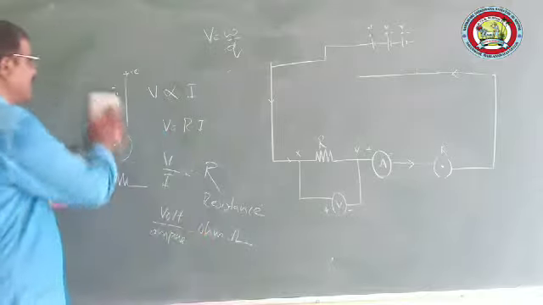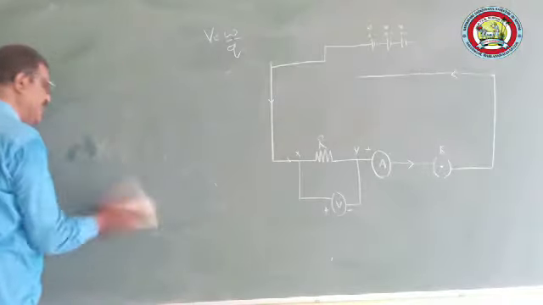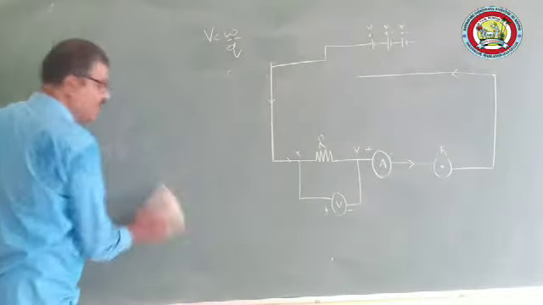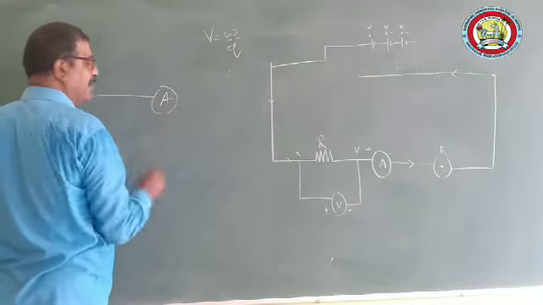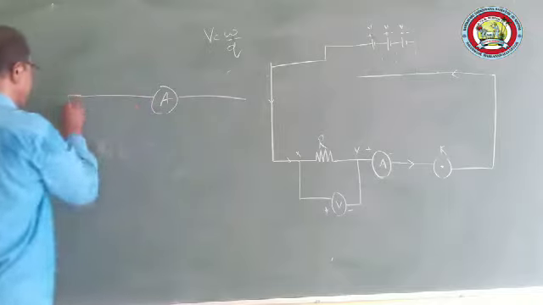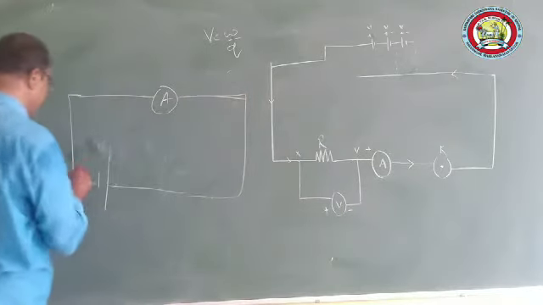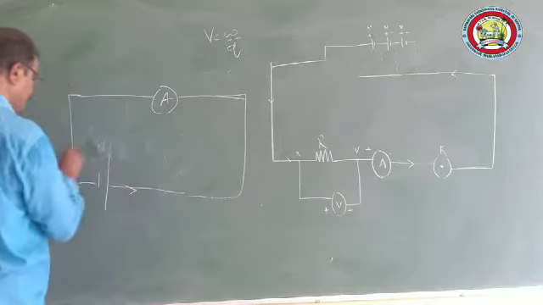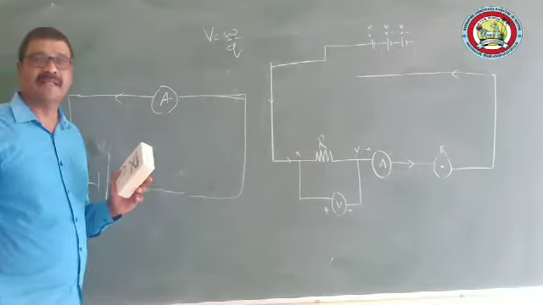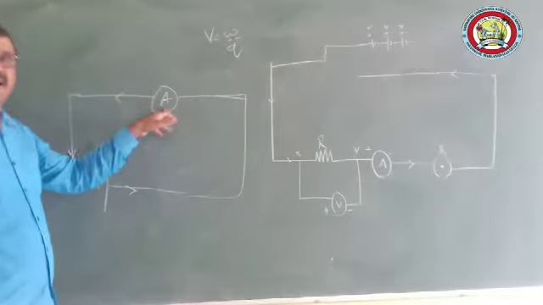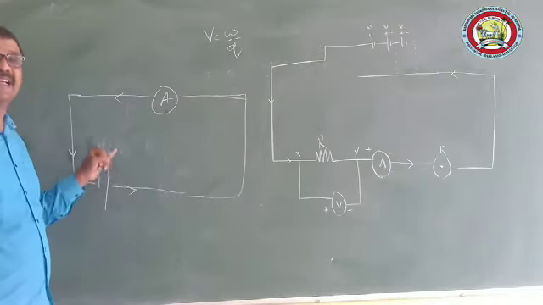The ammeter is always connected in series to the conductor. Say if a conductor is running, I am connecting an ammeter here, and then once again connecting it to a cell. So this ammeter is a device which measures electric current.